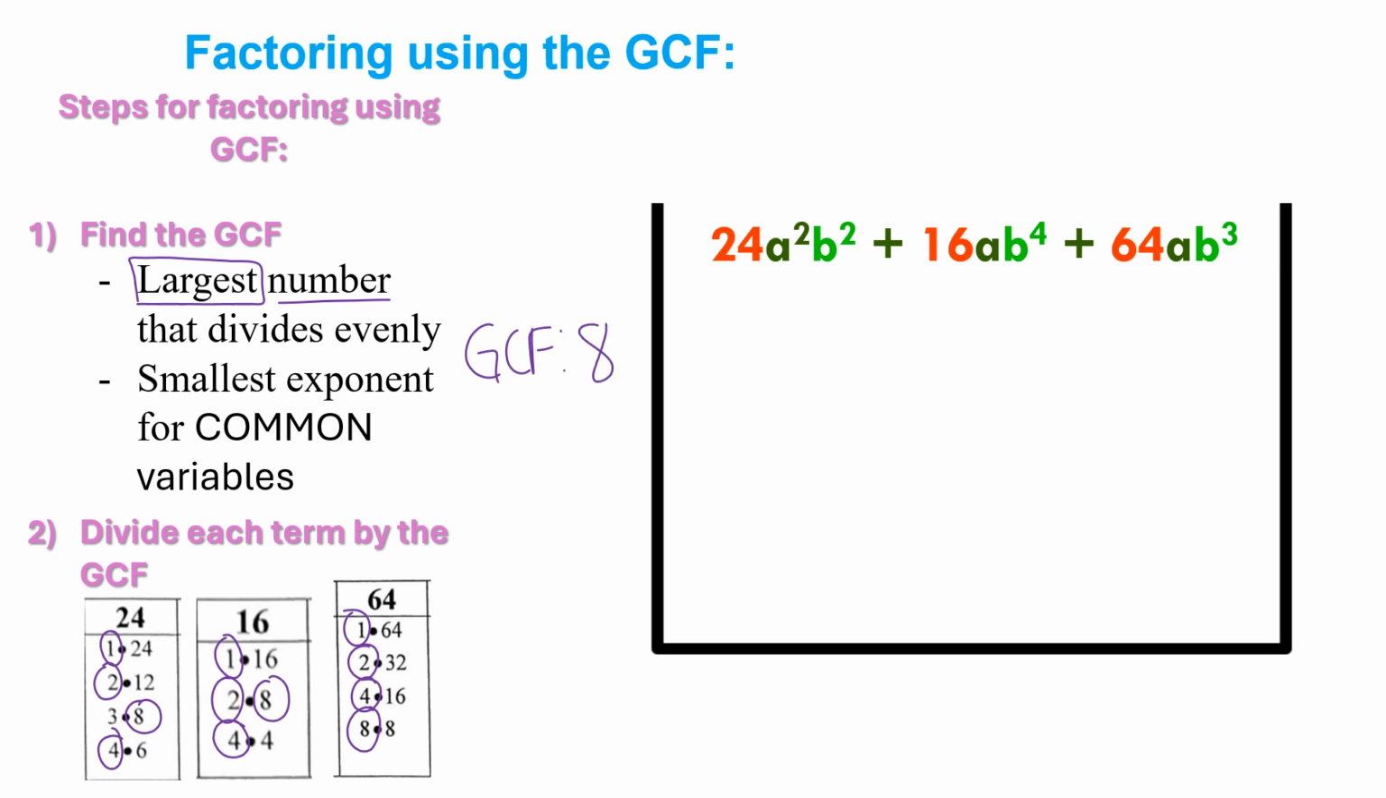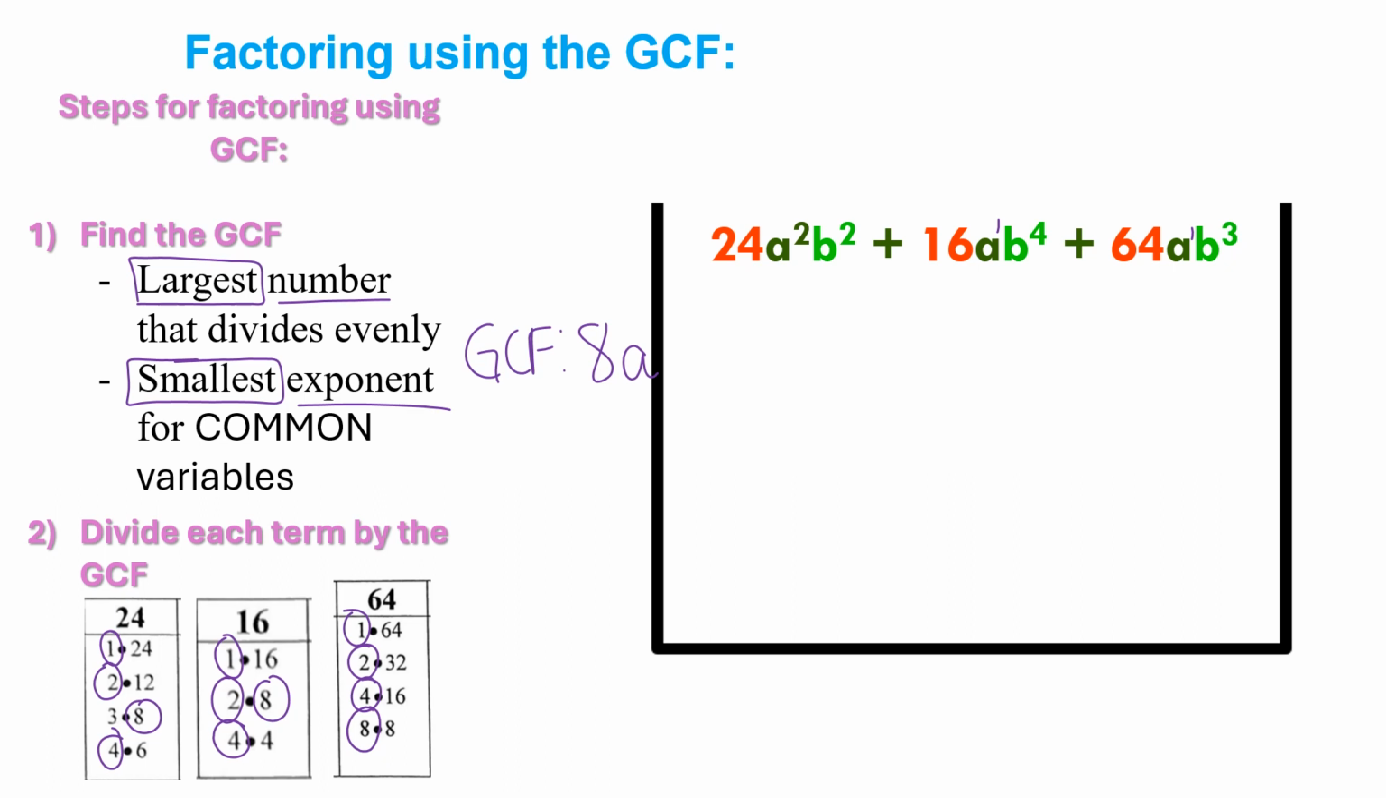Okay, now I want to look at my variables. So remember, we're looking at finding the smallest exponent to determine how many variables they have in common. So I first need to look at the a's. So I have a squared, I have a, and I have a. So they only have 1 in common. That's the lowest exponent. Remember, those are 1s. So they have an a that's getting added to my greatest common factor.